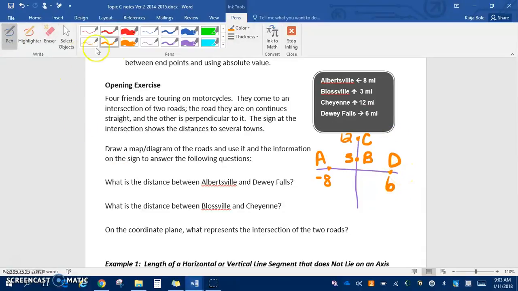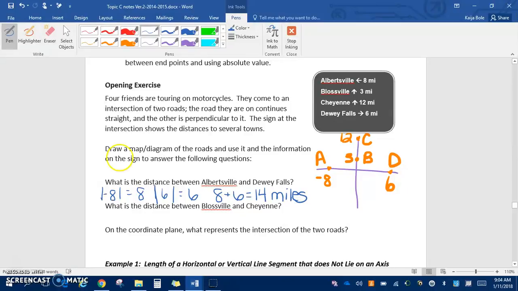Okay? So then it's asking us to find the distance. First they asked, what is the distance between Albertsville and Dewey Falls? So we're looking here, and remember, distance, we're always using positive numbers. So first I'm going to take the absolute value of -8, which is 8, and then the absolute value of 6, which is 6. If I'm starting at the origin, I've got 6 miles to the right and 8 miles to the left, so I'm going to add 8 plus 6, which gives us 14, and our label would be miles.